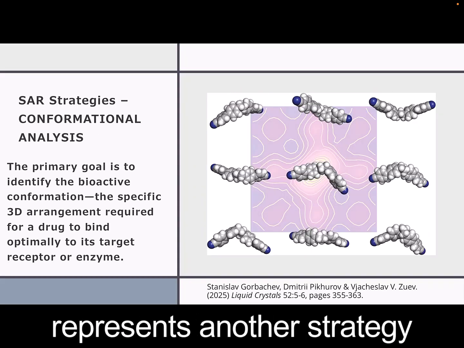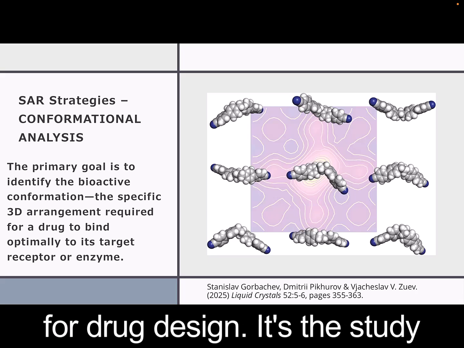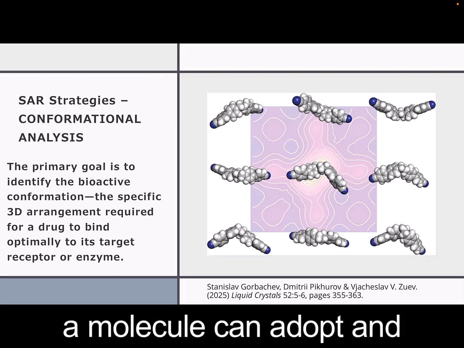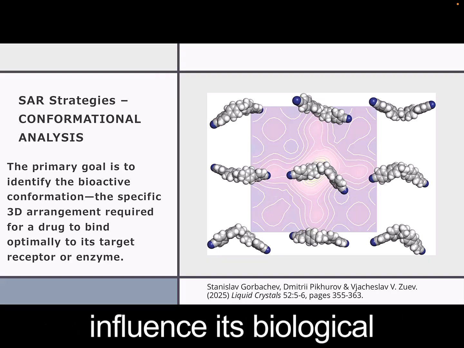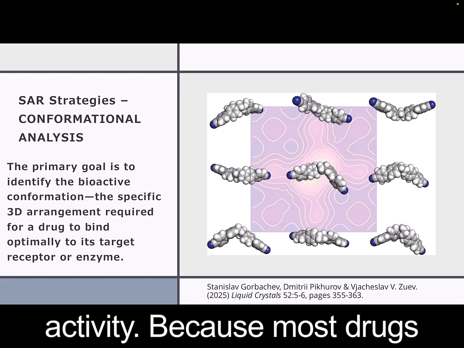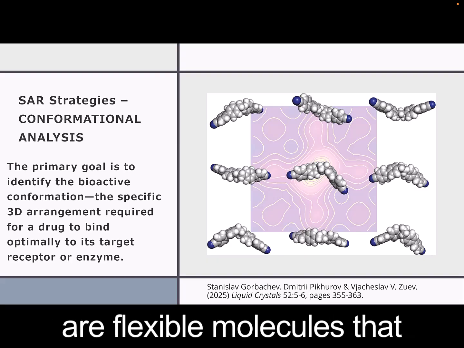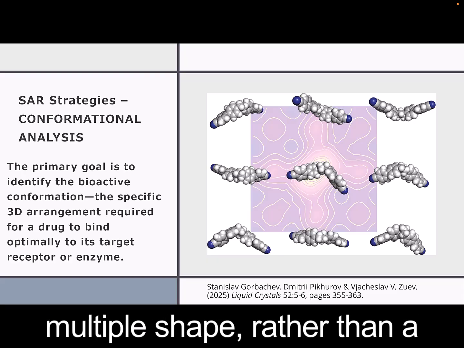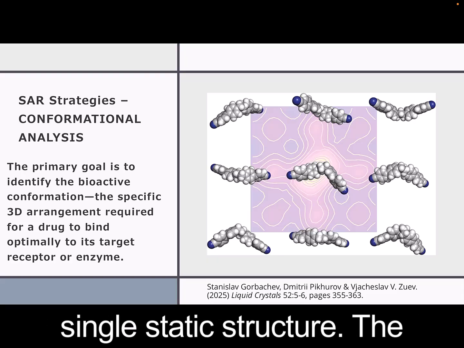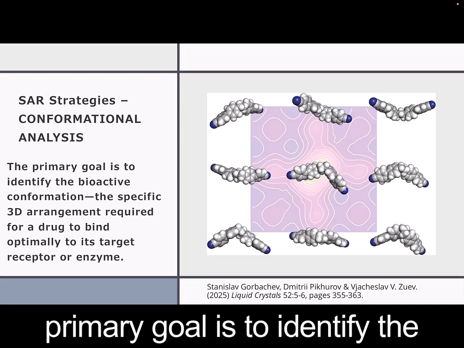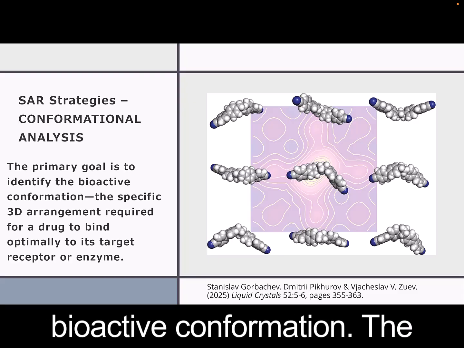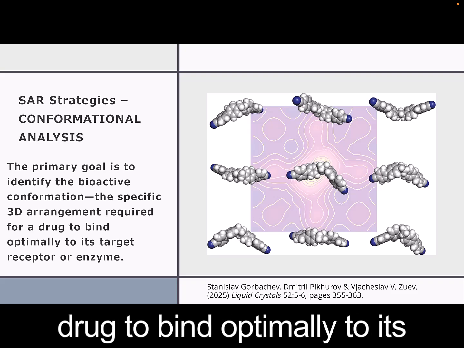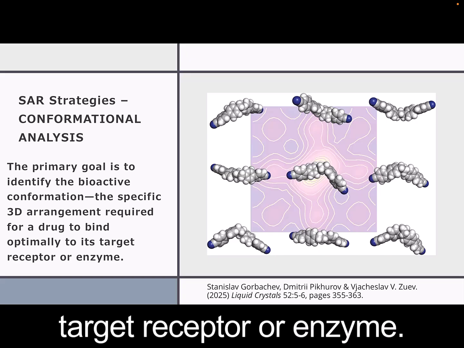Conformational analysis represents another strategy for drug design. It's the study of the three-dimensional shapes or conformations that a molecule can adopt and how these arrangements influence its biological activity. Because most drugs are flexible molecules that rotate around single bonds, they exist as an ensemble of multiple shapes rather than a single static structure. The primary goal is to identify the bioactive conformation, the specific three-dimensional arrangement required for a drug to bind optimally to its target receptor or enzyme.